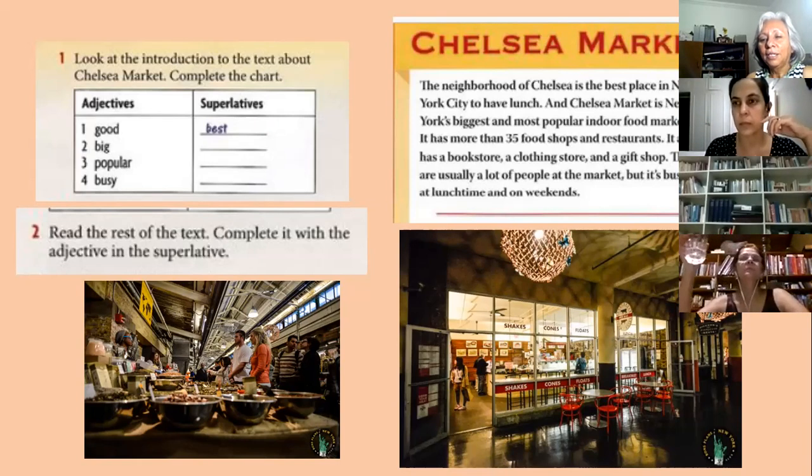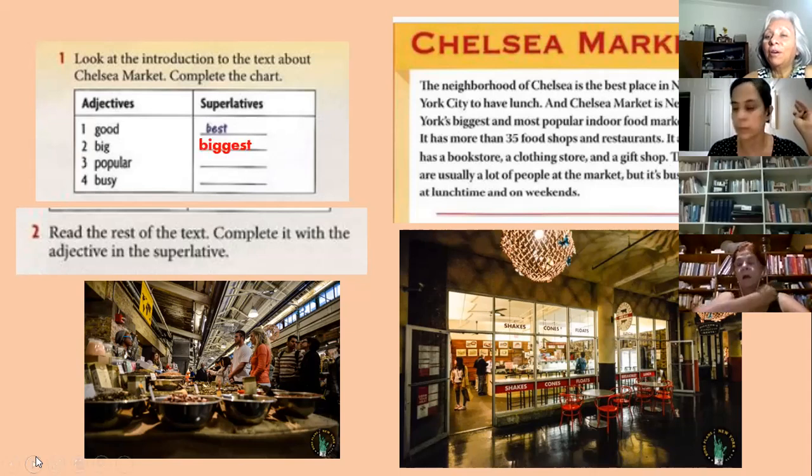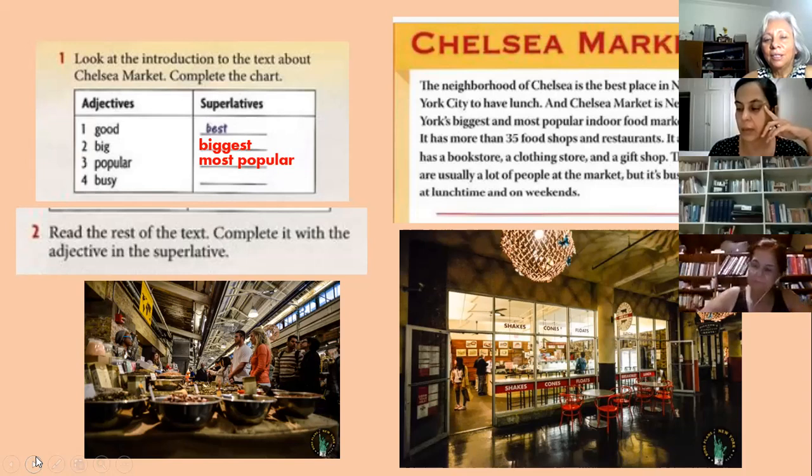Sirley, can you hear me? Yes. Okay, great. So we have good, the superlative is best. Number 2, Marcia, big. Biggest. And what happened to the word? It has a double G, just like the comparative. And popular, Sirley? Most popular. That's right. And what about busy, Marcia? Busiest. That's right. That's great.